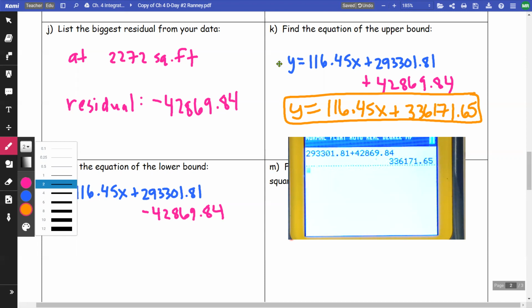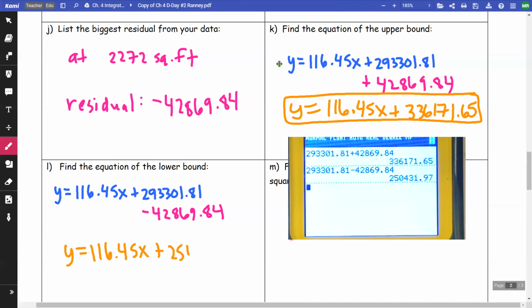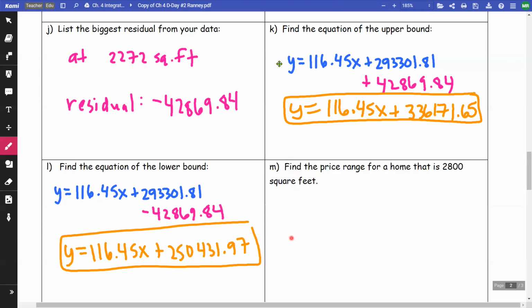And it should be above it. And I'm going to do the same thing for my lower bound, but this time I'm going to subtract it. So I'm just going to come up here, highlight this, hit enter, and then I can just change this from a plus to a minus. And so I get 250,431. So my equation is going to be y equals 116.45x plus 250,431.97. That is going to be my equation. Okay.